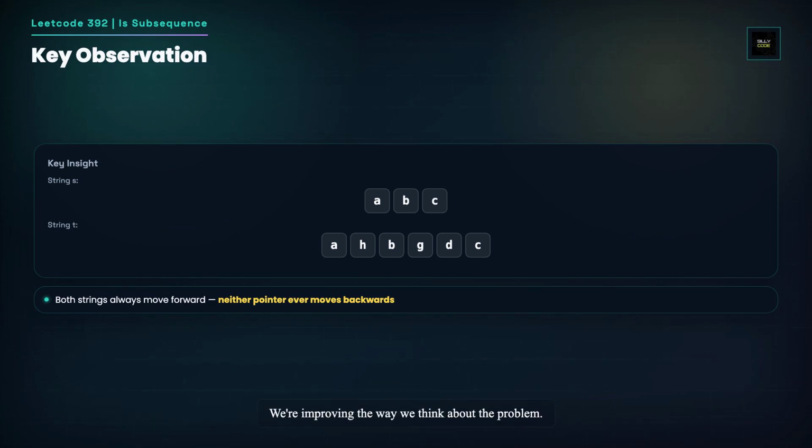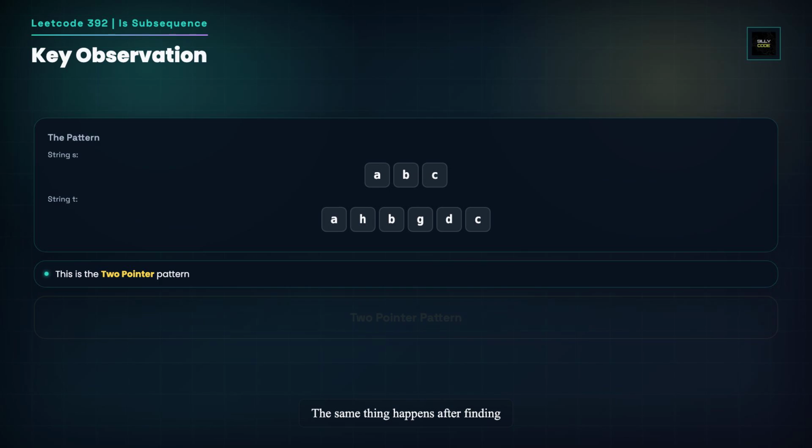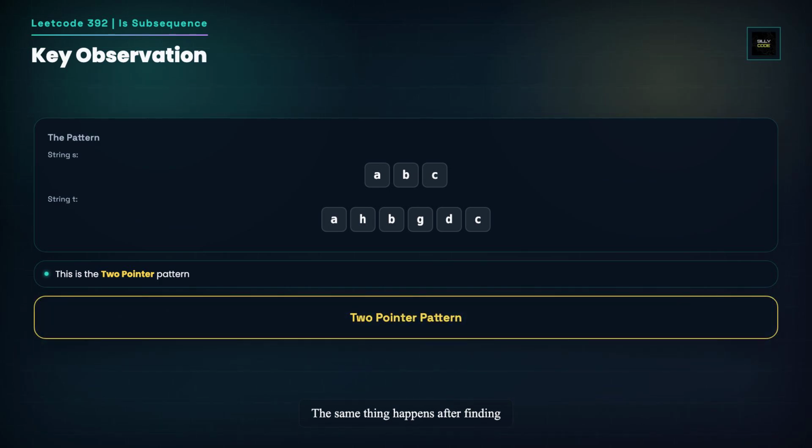Let's go back to our first example. The string s is ABC, the string t is AHBGDC. We started by looking for A. Once we found it, did we ever need to search before that position again? No. Those characters are no longer useful. Now we only care about everything after that match. The same thing happens after finding B. We never go backwards. We only keep moving forward. That's the key observation. Both strings are always moving in the same direction. Neither pointer ever moves backwards.